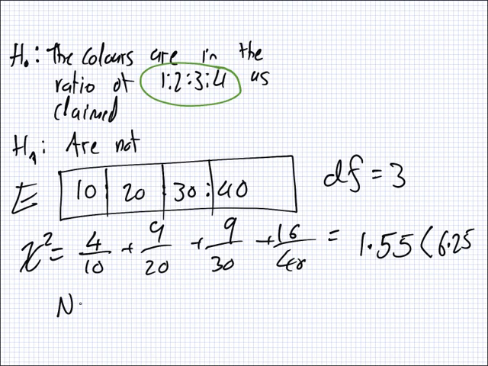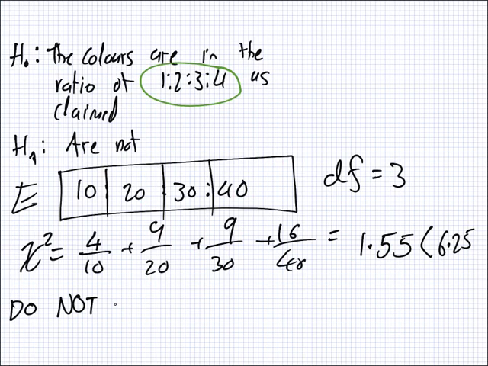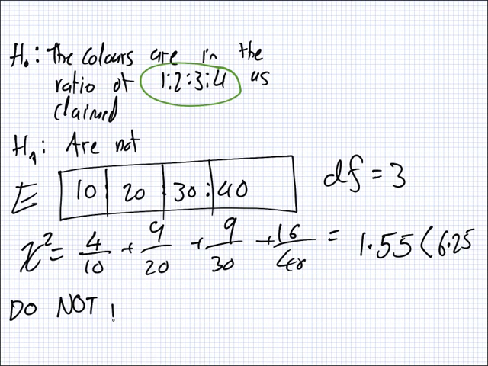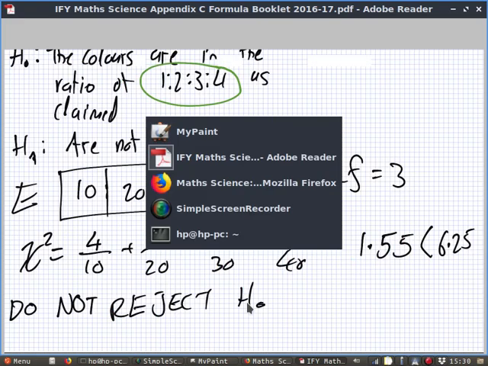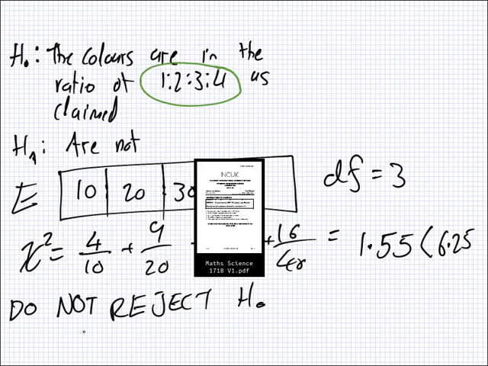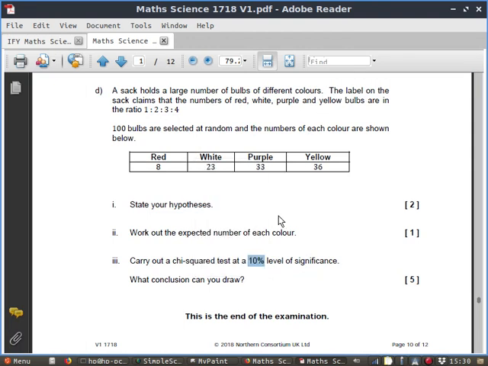So, the question, when they say 100%, what do they mean? 10%. We changed, we don't use the 5%, we use the 10% one. Do not reject H0. So, the last part here was, what conclusion can you draw? So what is the conclusion here? The label is correct. Yeah. The label is correct.